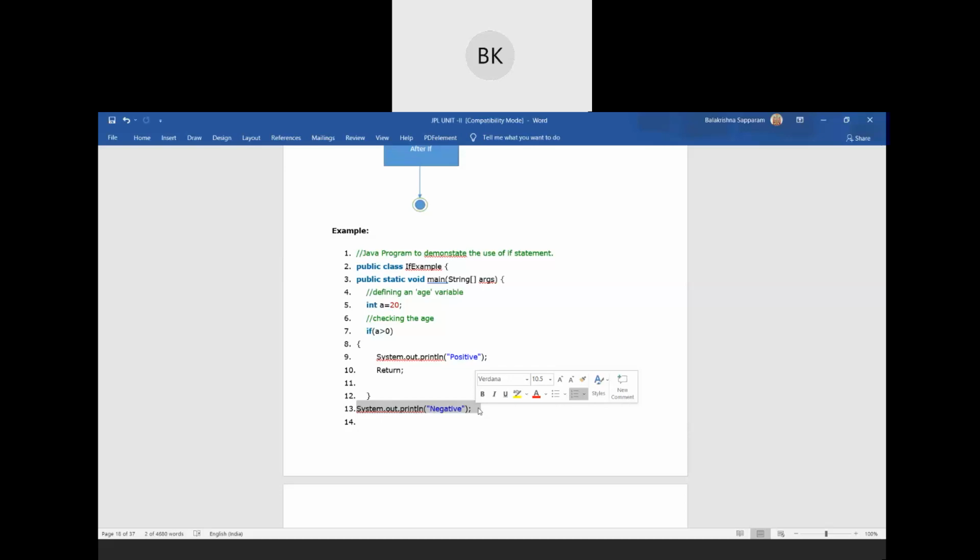Suppose I write one more if, that is also a solution, but that is not an optimized solution. You will write more conditions, and more conditions will take more time to execute. But here, with a single condition, the problem has been solved.